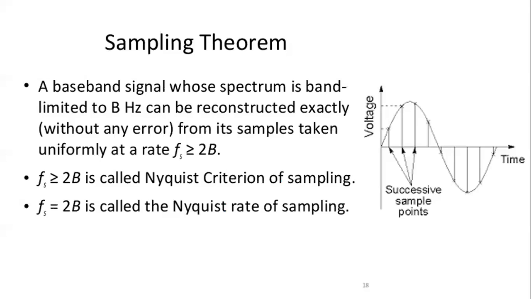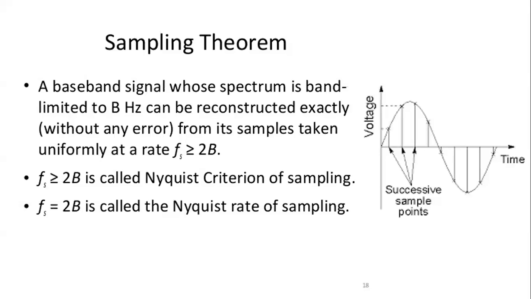Now, how are these successive sample points decided? That is decided based on the bandwidth required or taken by your original information signal. Based on that original information signal, you have sampled your signal. Remember, the sampling rate should always be greater than twice B, that is the bandwidth, or I should say equal to or greater than twice B. This was found out by Nyquist, so it is called the Nyquist criteria.